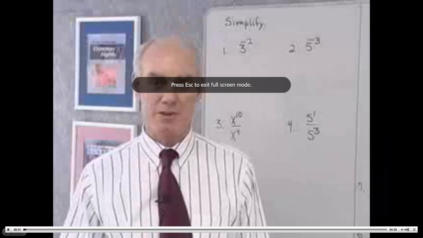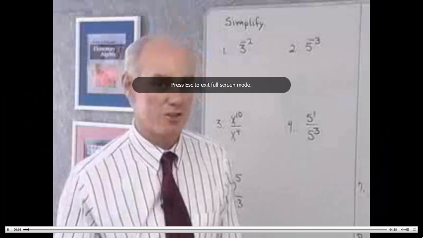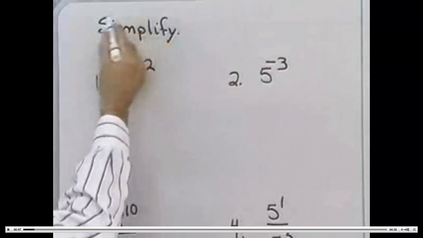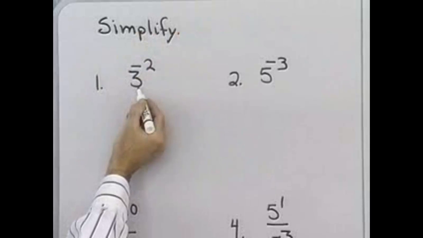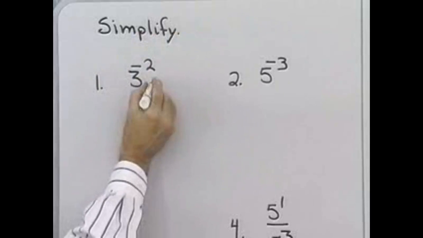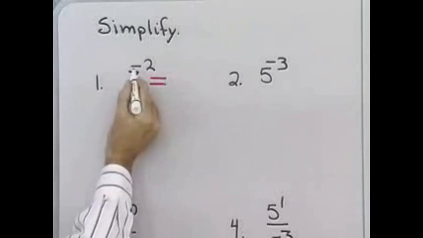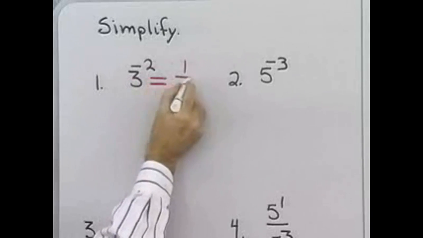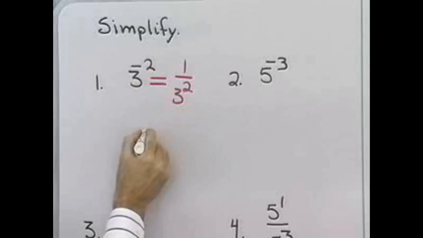Negative exponents will give us reciprocals. That's their definition. Over here I've written on the board 3 to the negative second power, and we want to simplify this, meaning we want to write it without an exponent or with a positive exponent. By definition, 3 to the negative second power is 1 over 3 to the positive 2.